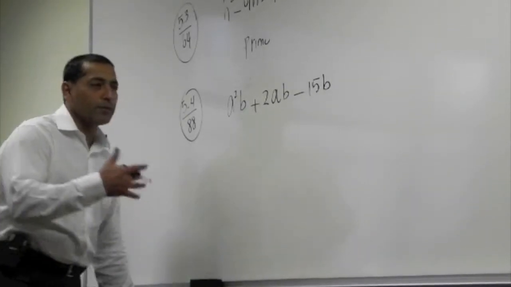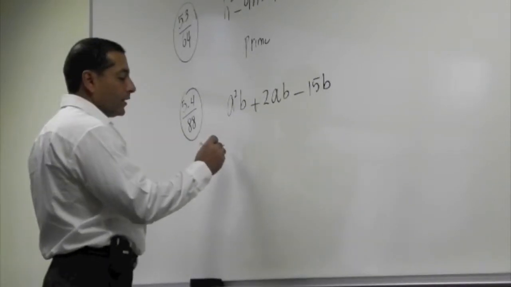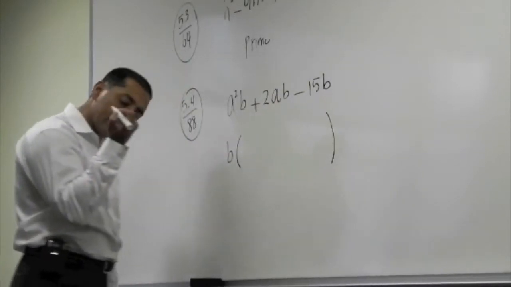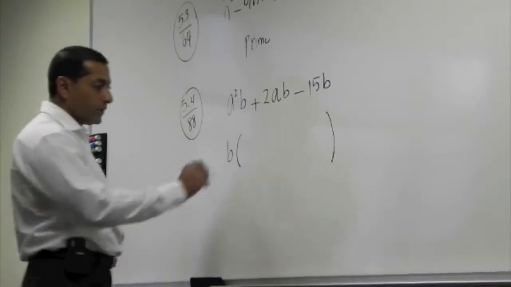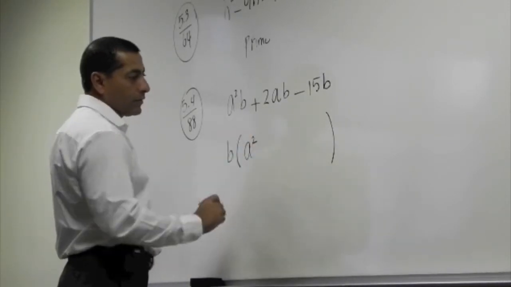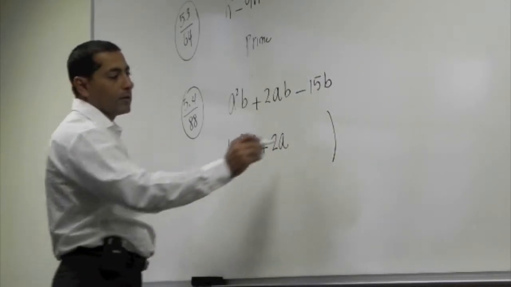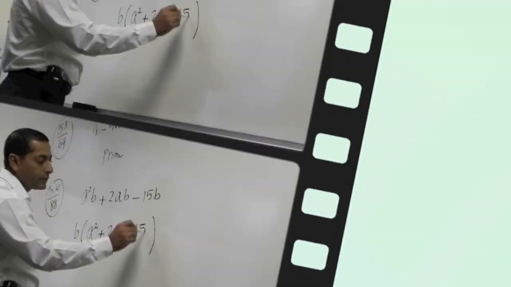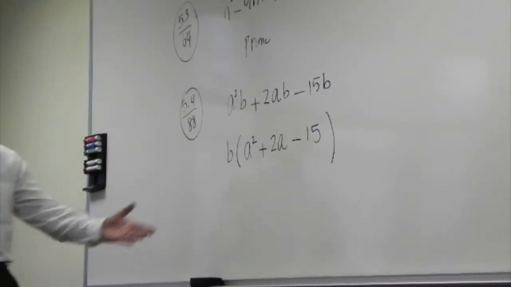Okay, so what do we need to do? The very first thing, we're going to factor out the greatest common factor, right? So if I factor out b, what are we going to have left inside the parentheses? a squared, a squared, very good. Plus 2a, and subtract 15. Very good. Okay, good. So we factor out the very first thing, b, right?